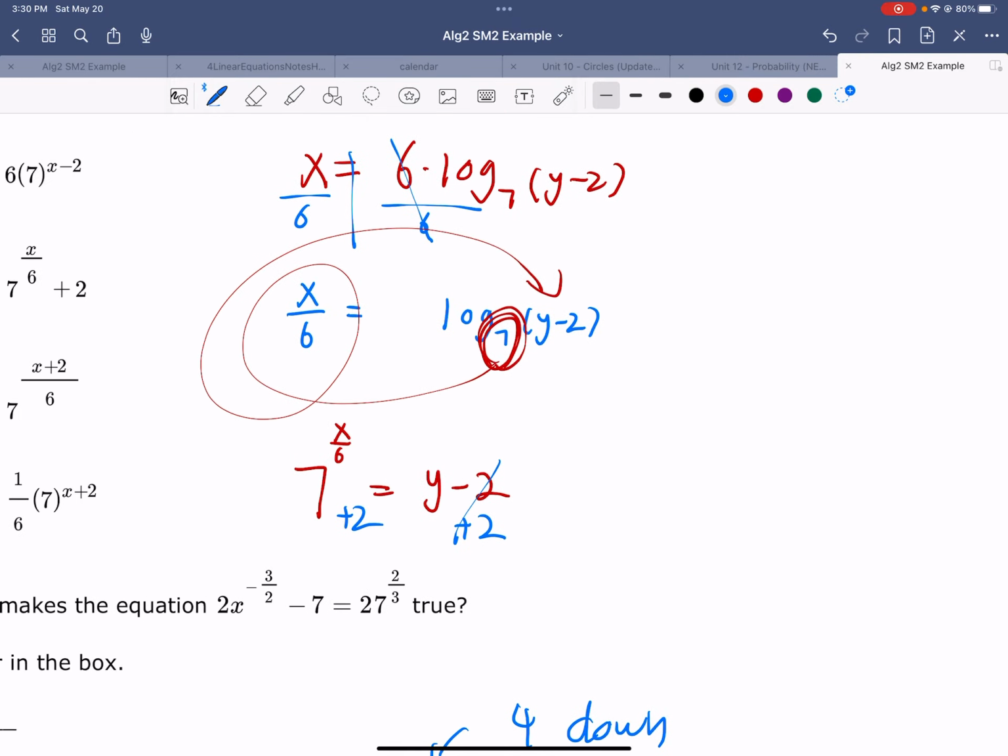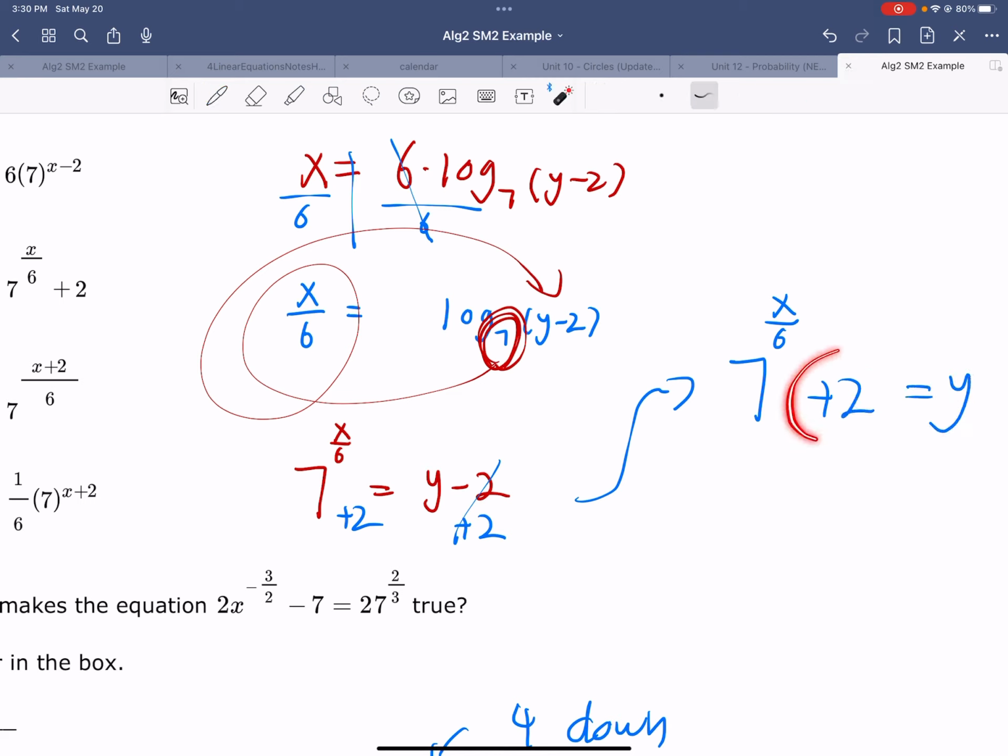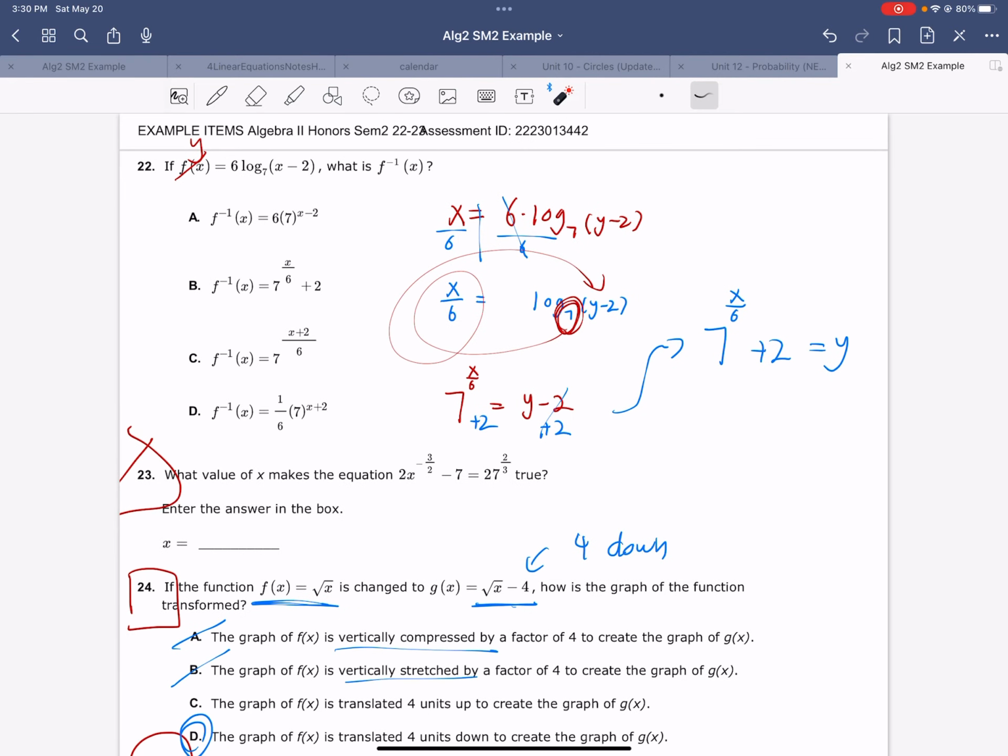So I will write it down here. It's going to be 7 to the x over 6 power, plus 2, equals y. Do not put the plus 2 up here. That's not true. This plus 2 is separate, okay? So the answer to this one is going to be B.